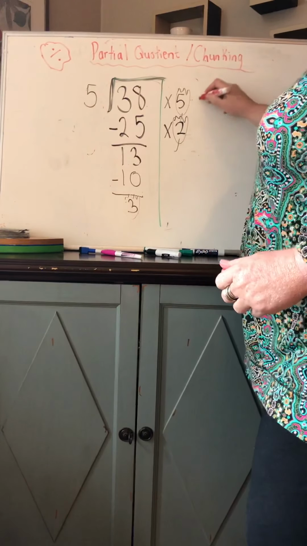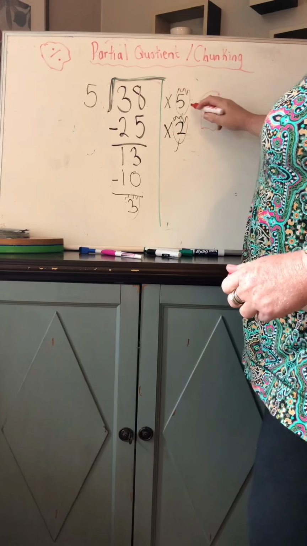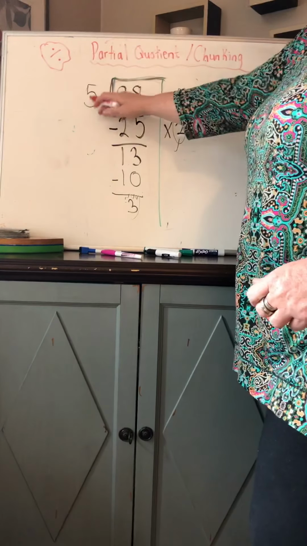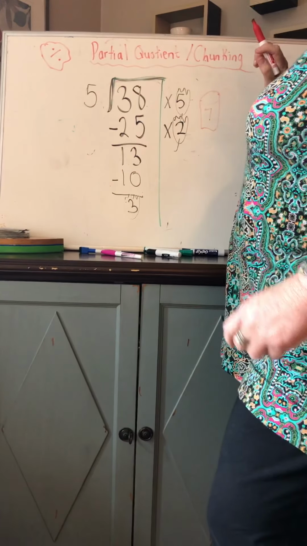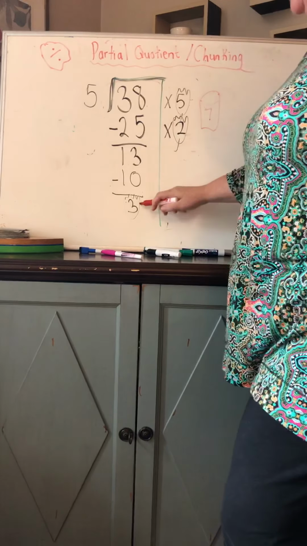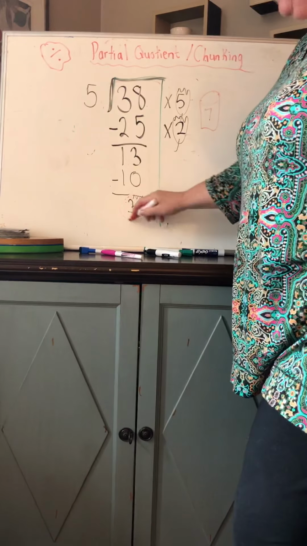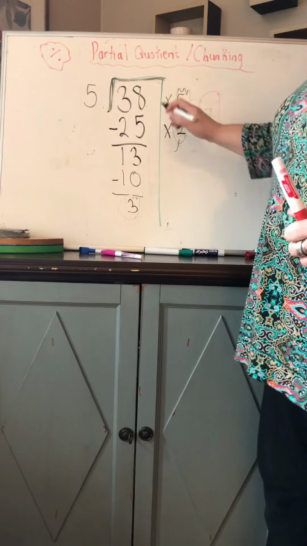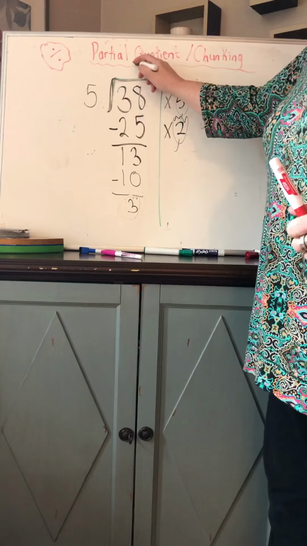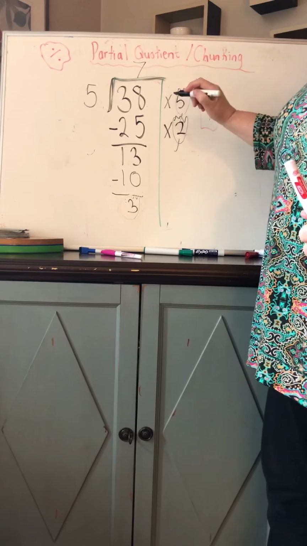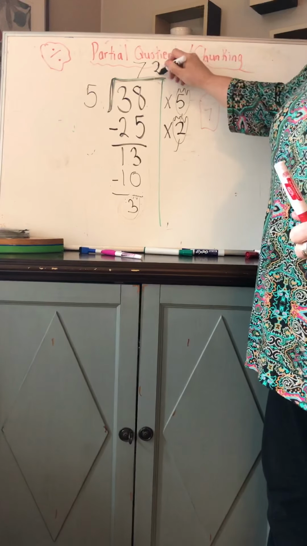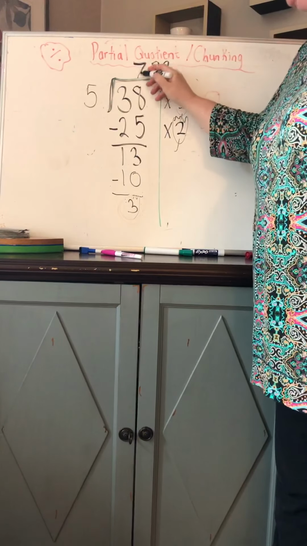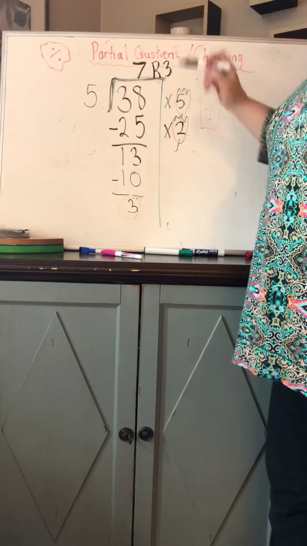Each vase has 7 tulips. So 5 groups of 7 is 35, 36, 37, 38. So this amount left that I can't share is my remainder. So my answer is going to be 5 groups of 7 is 35 with a remainder of 3. We will have to decide what we are going to do if we put 7 in each vase. There's a remainder of 3.